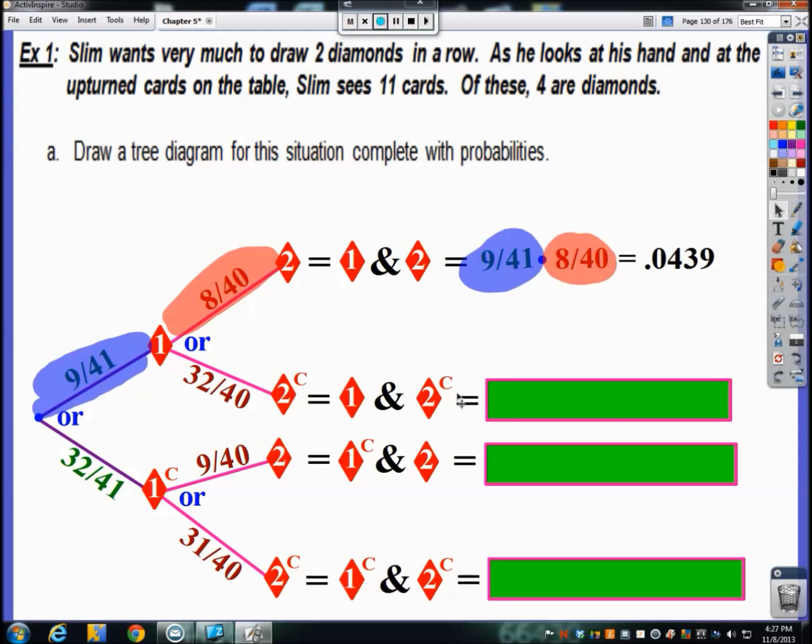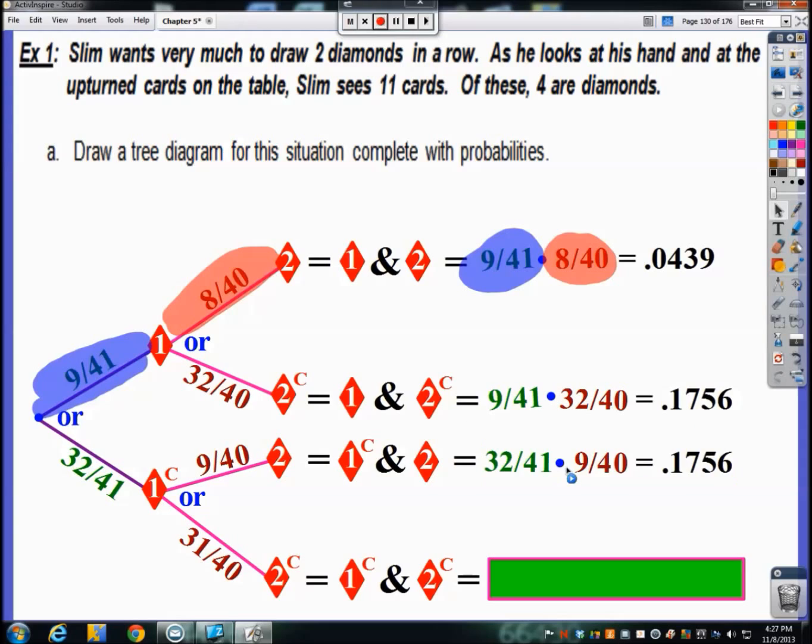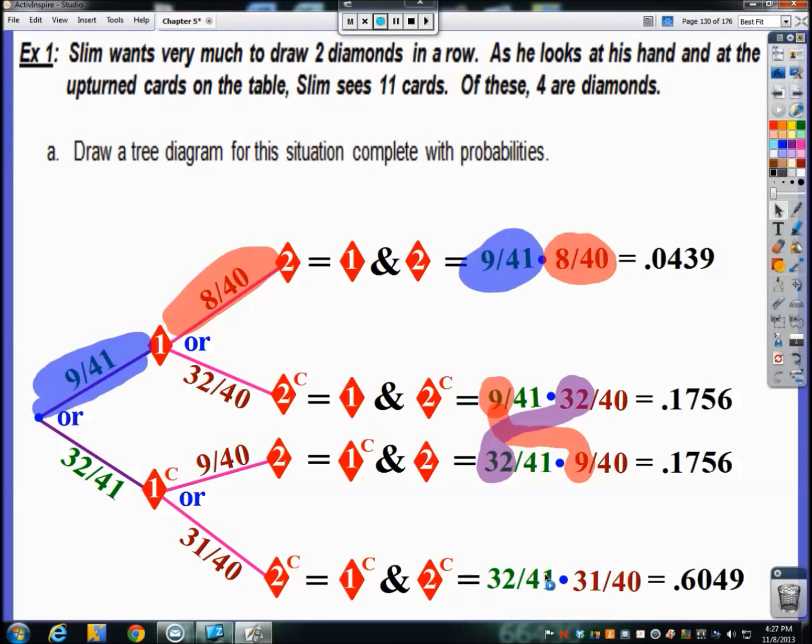Now, if I do the same thing along each of my other branches and multiply the probabilities along the way, then for this scenario I get 17.56%. If I go along this route, I get the same answer, which seems a little weird, but if you notice my two probabilities here, this 9 and that 9 just switch places, and this 32 and that 32 just switch places, and it doesn't matter which order you multiply numbers in, you'll get the same answer, which is why these two answers are exactly the same. And then for our bottom branch of getting two non-diamonds, we get a little bit over 60% chance.